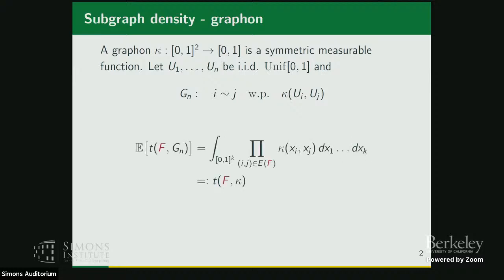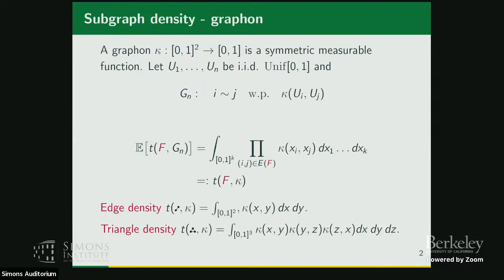Similar to the subgraph density we defined for a given graph G_n, for a graphon, when you construct a graph G_n, the expected subgraph density of F in G_n is nothing but this k-fold integral of the product terms, which we call t_F of kappa. For instance, for edge density, this is the integral of kappa(x, y), such that one node with feature x is connected to another node with feature y. And similarly for triangles, we have x connected to y, y to z, and z connects back to x.